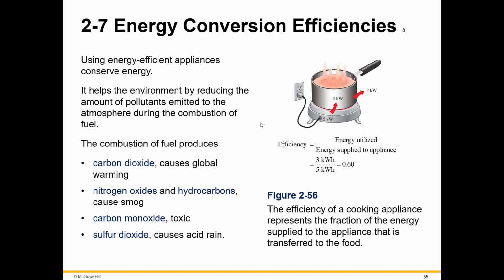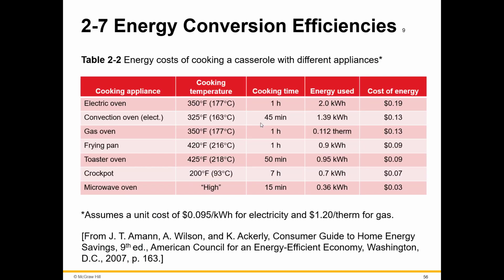The combustion of fuel produces carbon dioxide, nitrogen, carbon monoxide, and sulfur dioxide. My favorite, because it causes acid rain. It's just fantastic. So maybe get an energy efficient appliance. It helps. The efficiency of a cooking appliance represents the fraction of the energy supplied to the appliance that is transferred to the food. So it's just that fraction.